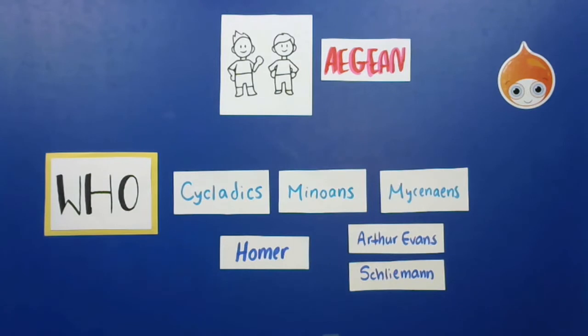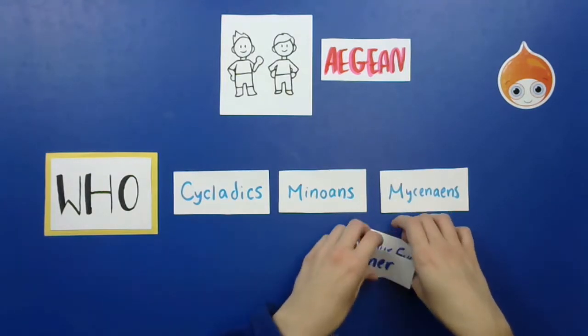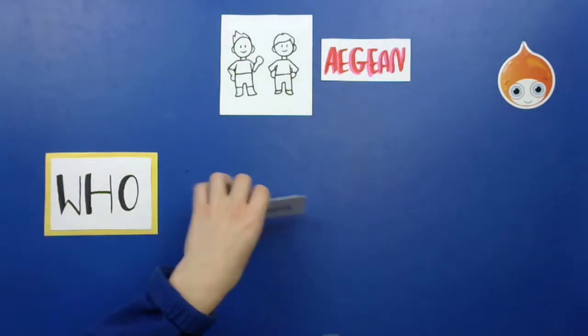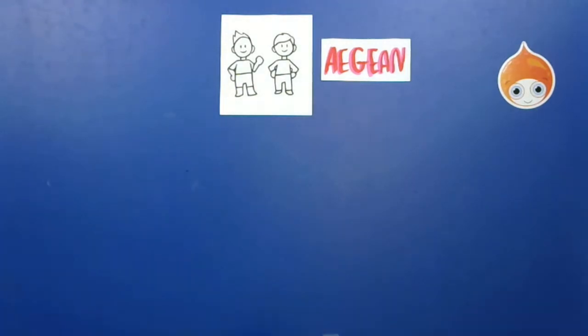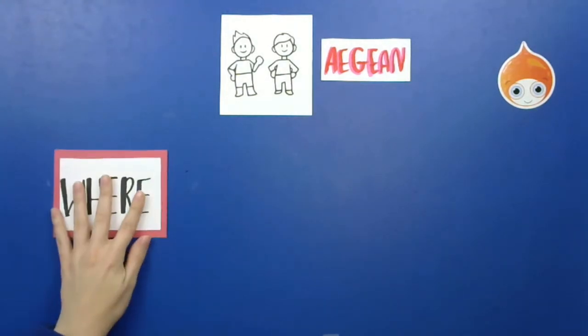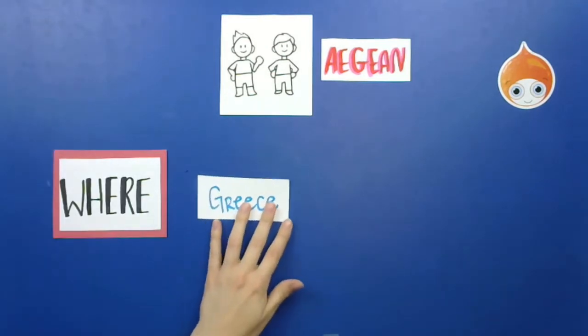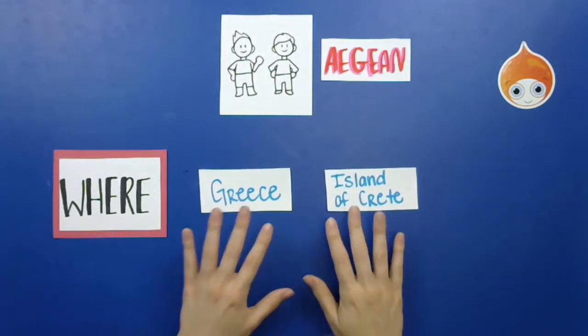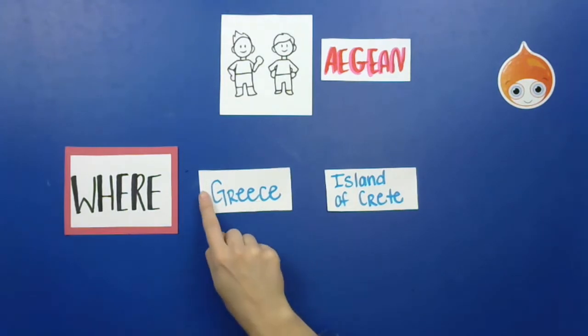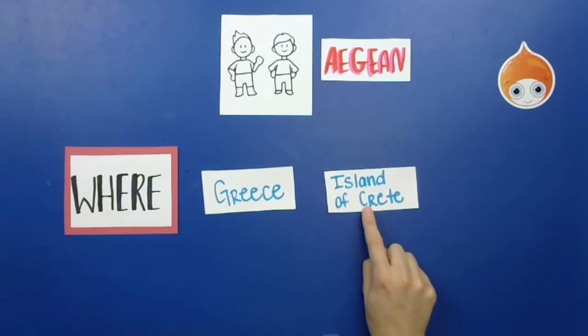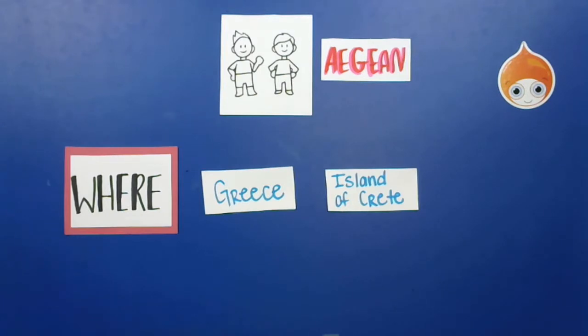Now this is going to bring us into where. Where were the ancient Aegeans from? You might remember from our class, but they were from Greece. More specifically, the island of Crete. So they were from Greece, but they all lived around the island of Crete. Those are going to be two important things. I'll probably ask the question, where are the Aegeans? And you would say Greece. And then I would ask you, but where were they from in Greece? And you would say the island of Crete. So those are two important ones to remember.